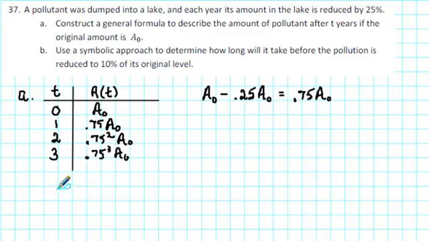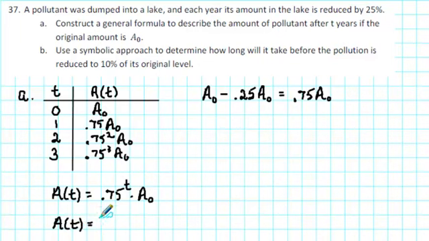So what is a formula for the amount after T years? The formula will be A of T is equal to 0.75 raised to the number of years times A sub 0. Common notation would be to reverse the order and write this as A of T is equal to the beginning amount, A sub 0, multiplied by the decay factor, 0.75, raised to the T. So this is the general formula to describe the amount of pollutant after T years.